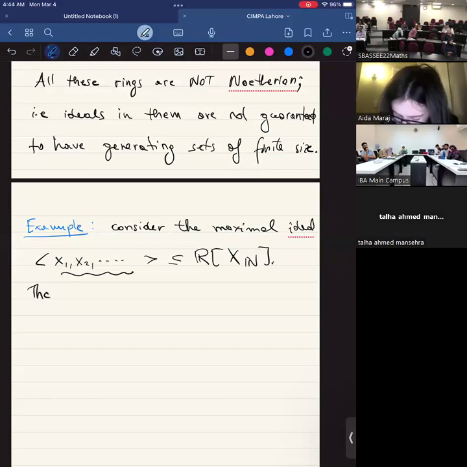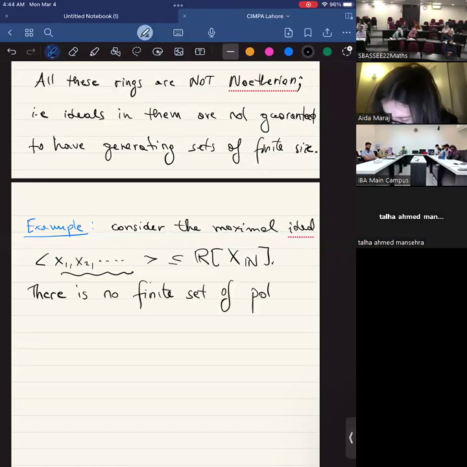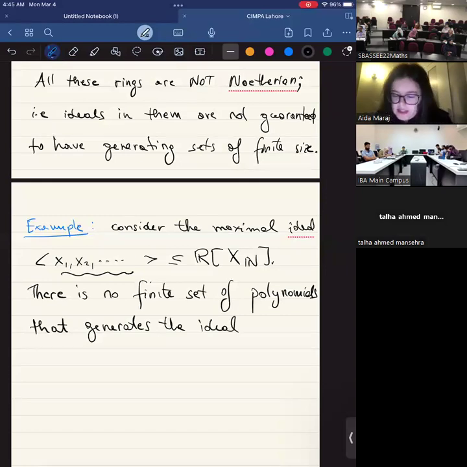I claim that there is no finite set of polynomials that generates the ideal. And I leave this also as a question to work on. Why?